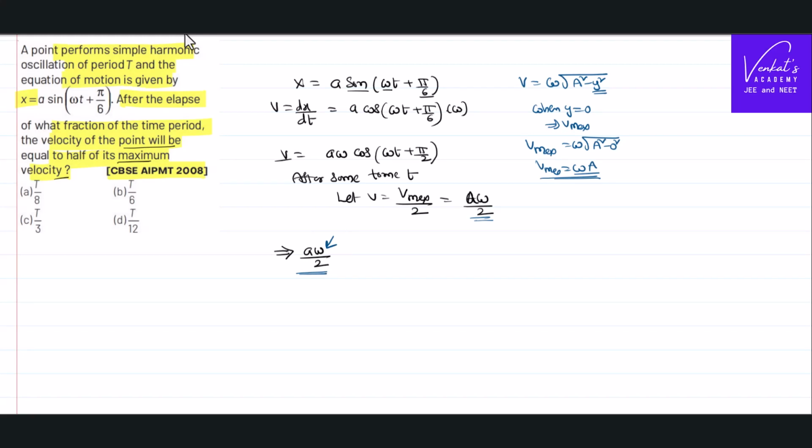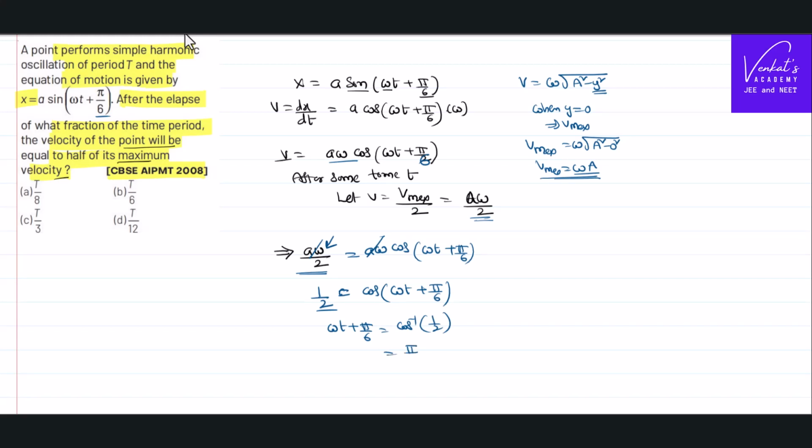Therefore, a omega by 2 equals, this equation as it is, a omega cos(omega t plus pi by 6). Be careful, he has given pi by 6, not pi by 2. So a omega cancels. 1 by 2 equals cos(omega t plus pi by 6). So omega t plus pi by 6 can be written as cos inverse of 1 by 2. You know cos is 1 by 2 for 30 degree. So cos inverse of 1 by 2 is 30 degree.